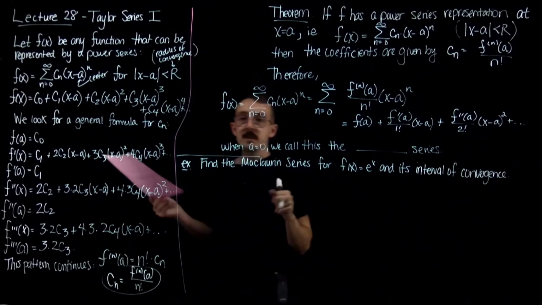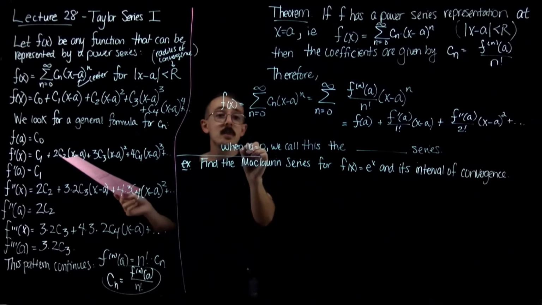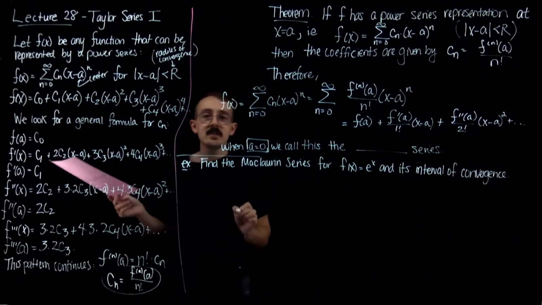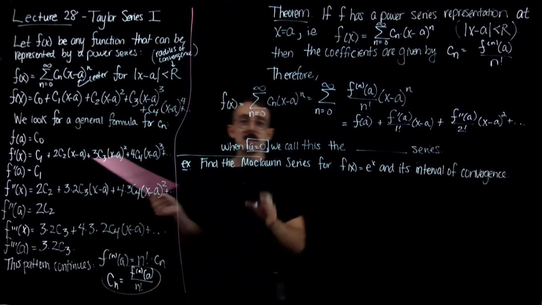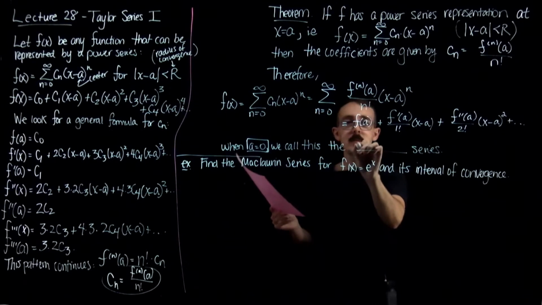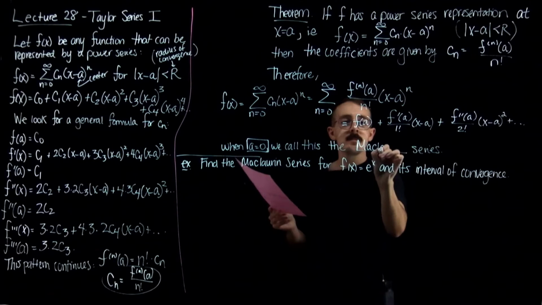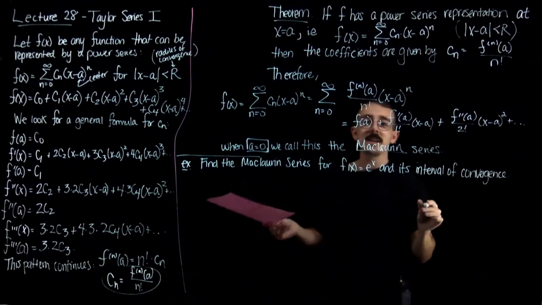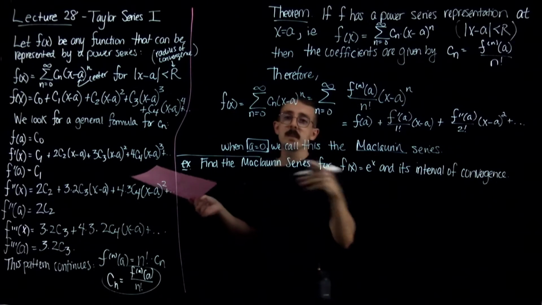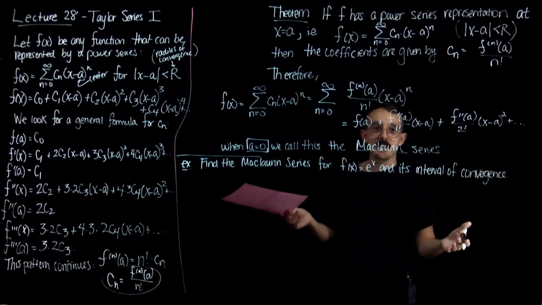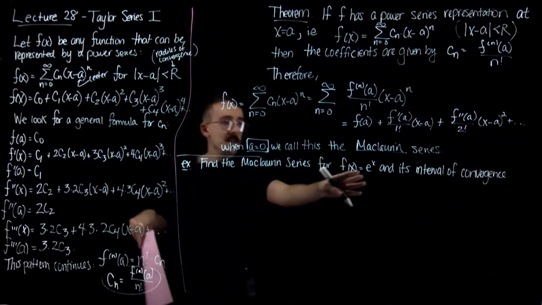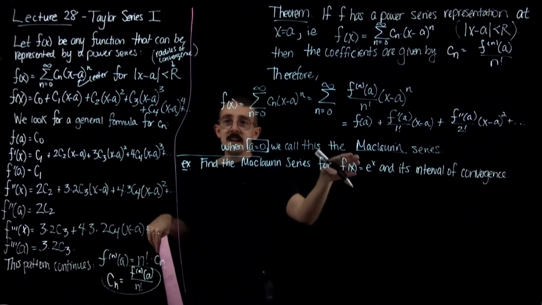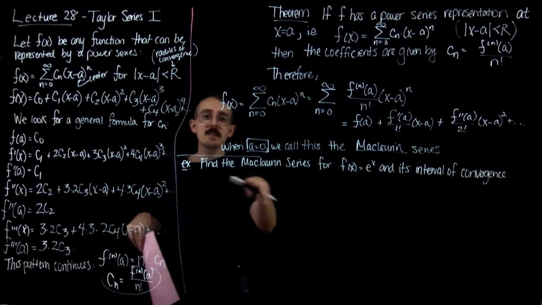And then just a quick note, because we're going to be dealing with this a lot: when you choose your center to be 0, that has a very special name for the series. A series centered at 0 is called a Maclaurin series. So when we say Maclaurin series, all we mean is that a is 0 for that particular Taylor series.